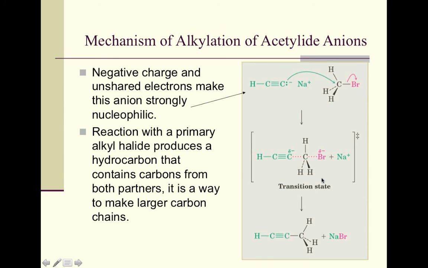And then what's going to happen is something's got to go. And in this case, we're going to see that the bromine is going to get out of there. And now my carbon is attached to the original carbon in the carbon-carbon triple bond on the end there. The reaction with a primary alkyl halide produces a hydrocarbon that contains carbons from both partners, and it is a way to make larger carbon chains.